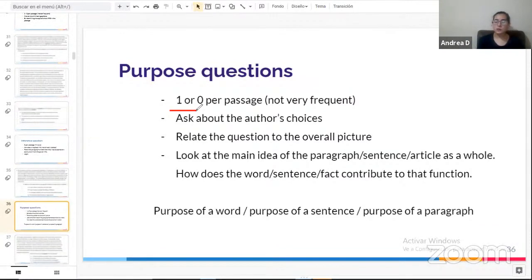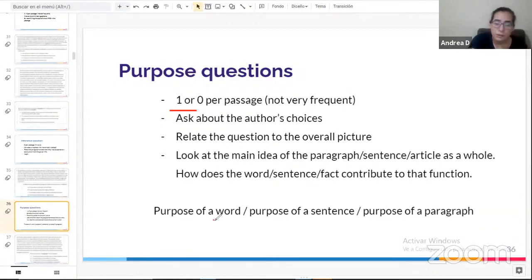They're asking you why the author did something. Why did the author include this sentence or use this word or mention dates? So the author's choices. And what you need to do to answer this one is try to relate the thing that you're observing to the overall picture.